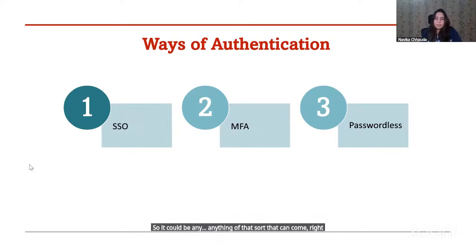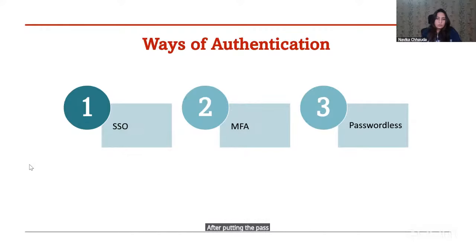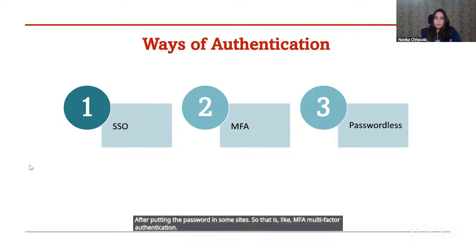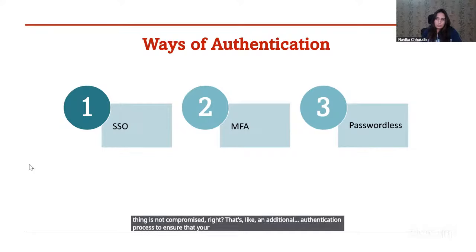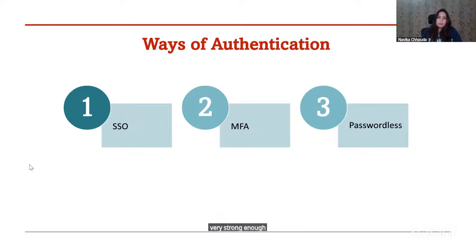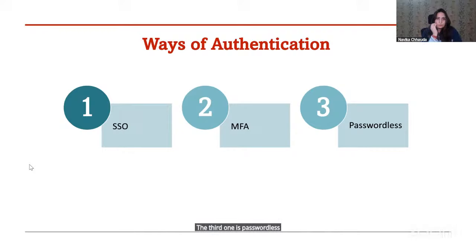Like those codes that are sent to our phone that we have to enter after putting the password in some site. That is MFA, multi-factor authentication, just to ensure that even if the password is compromised, that second thing is not compromised, right? That's an additional authentication process to ensure that your security model is strong enough, the right person is entering, and this right person is being provided the correct access. So that's MFA. The third one is passwordless authentication.